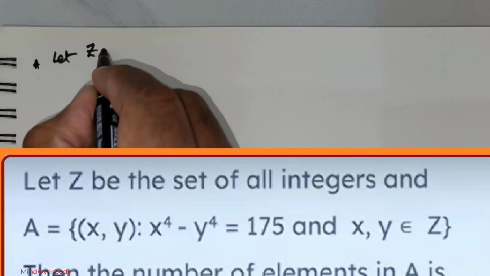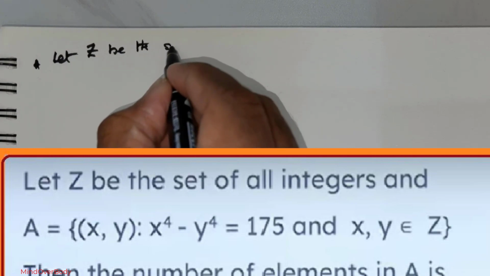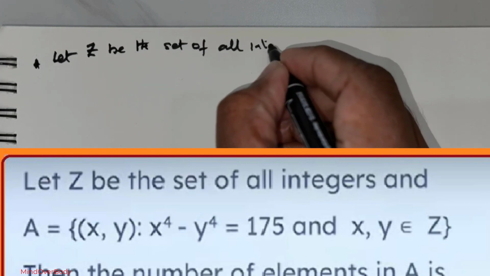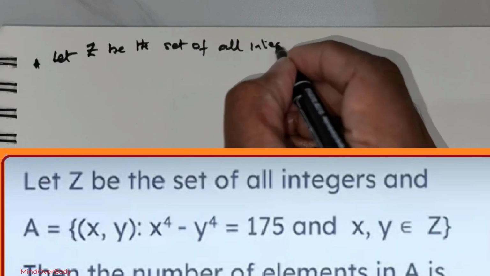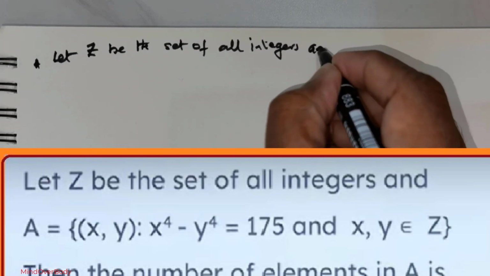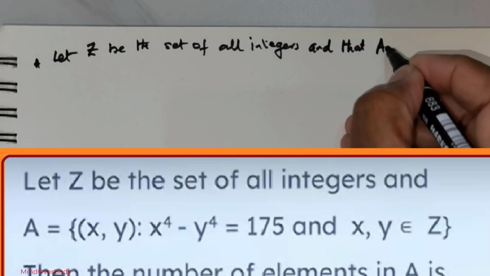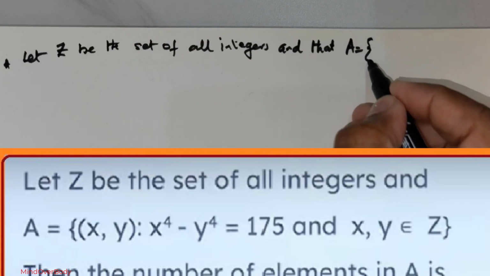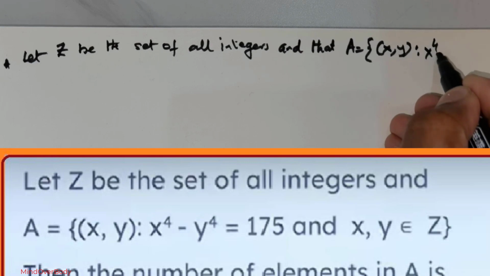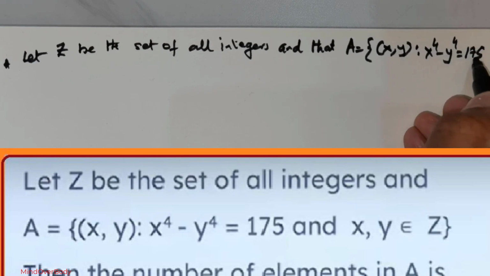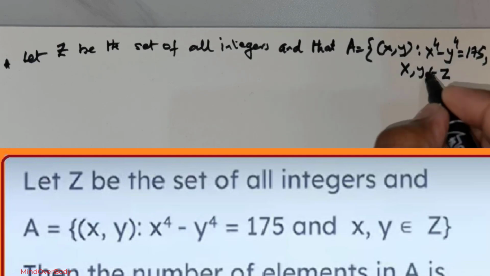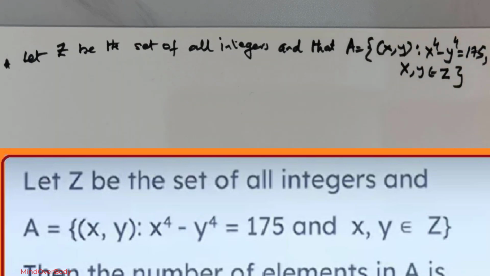Let Z be the set of all integers. We know Z represents the set of all integers, but questions will always give statements like this, mainly to confuse, and that A is equal to the collection of all ordered pairs such that x to the power of 4 minus y to the power of 4 is equal to 175, and x comma y should be an element of integers. Okay.